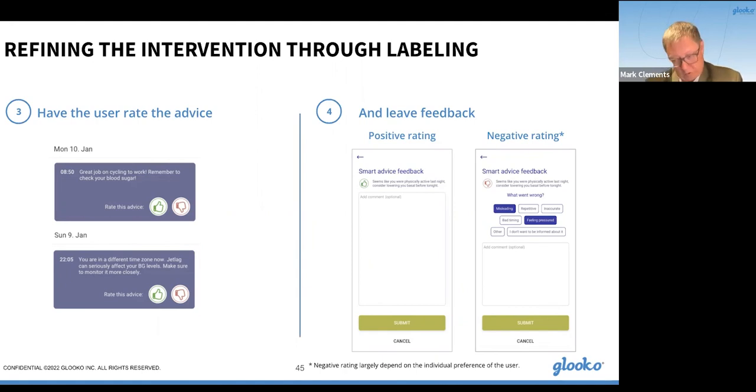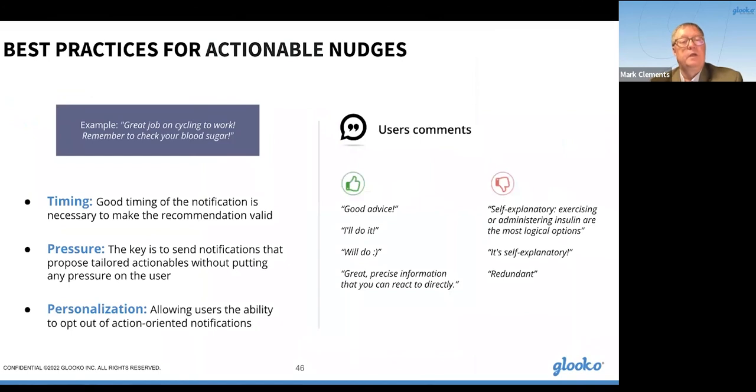One could, of course, also just examine the user's behavior if you have sensors, like a smart fitness wearable, to let you know whether the user responded positively or not. And the user could leave positive or negative feedback that can help you refine the interventional strategies or the messaging strategies.